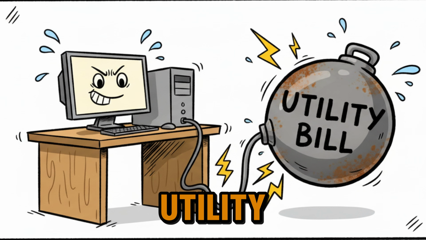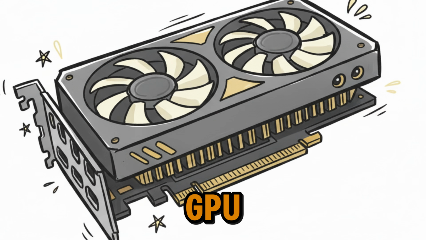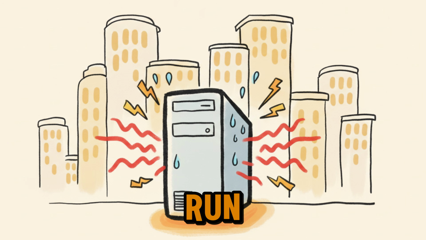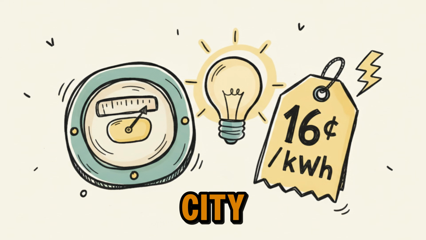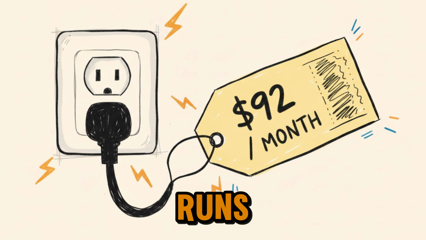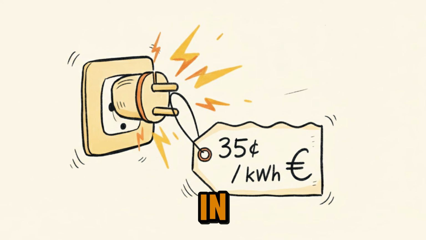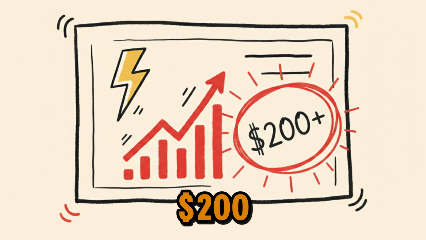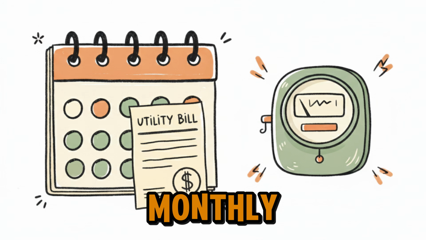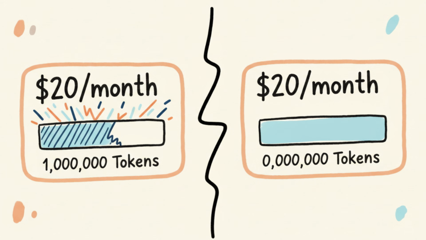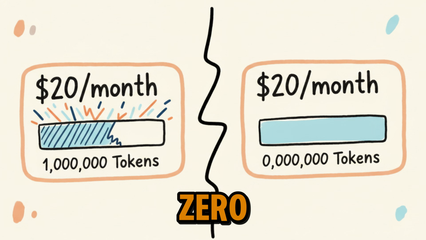Stage 2 is the hidden utility drag. An enterprise dual GPU rig running full inference pulls around 800 watts from the wall. If you run that system under load continuously in a city with average electricity rates of 16 cents per kilowatt hour, wall power alone runs roughly $92 a month. In Western Europe, where power can hit 35 cents per kilowatt hour, that monthly utility charge rises to over $200. You are now paying a fixed monthly utility overhead equivalent to 10 separate premium cloud AI subscriptions, whether you generate 1 million tokens or zero.